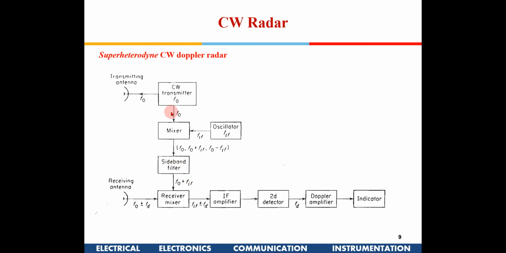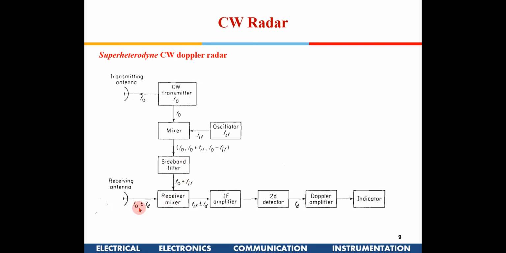When you mix these two signals, you get the sum and the difference of both these signals, right? And you get F0 also. So F0 plus IF and F0 minus IF will be available here. From that, I am using only one of the sidebands, which is F0 plus IF here.